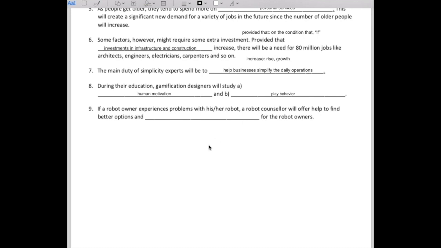Now, number 9, if a robot owner experiences problems with his or her robot, a robot counselor will offer help to find better options and gap for the robot owners. So, we're looking for something that the robot counselor will do in case the robot owner experiences problems. Okay, now can you think of a synonym of offer? I would say provide. Can you think of a synonym of problems? I would say issues. So we need to find what the robot counselor does in case there are problems.